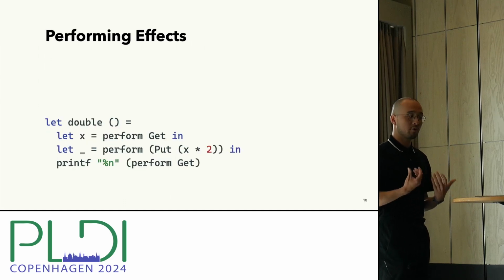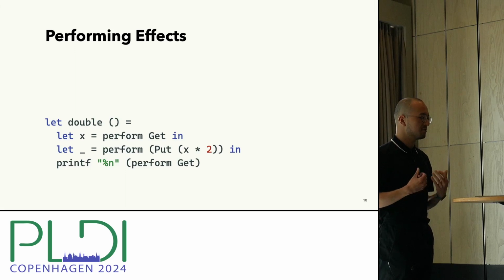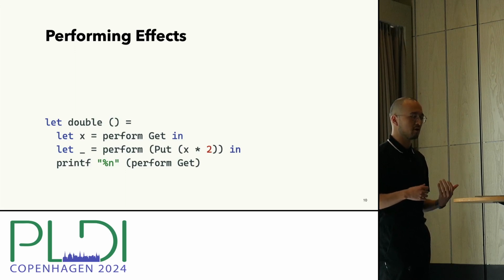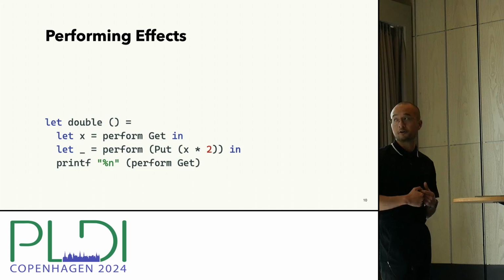With the effect declaration, we can write some computations that perform those effects. Here's a function that reads the integer from the storage, writes back it times 2, then we read the storage again and print out the result.